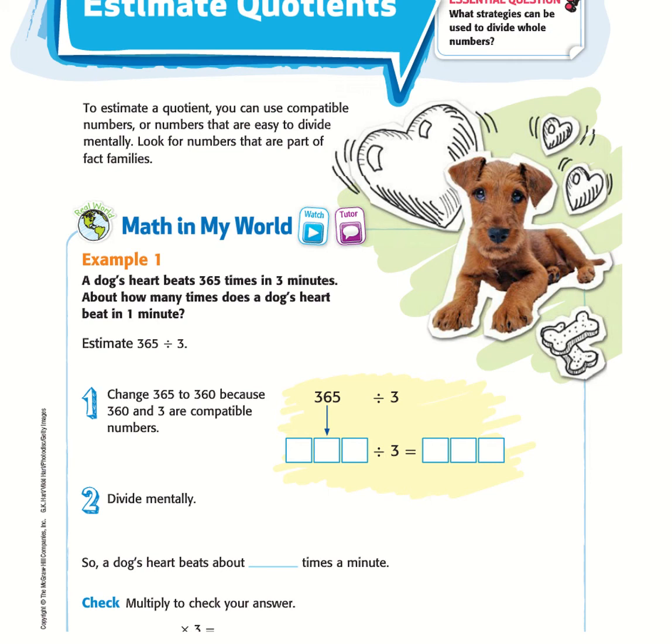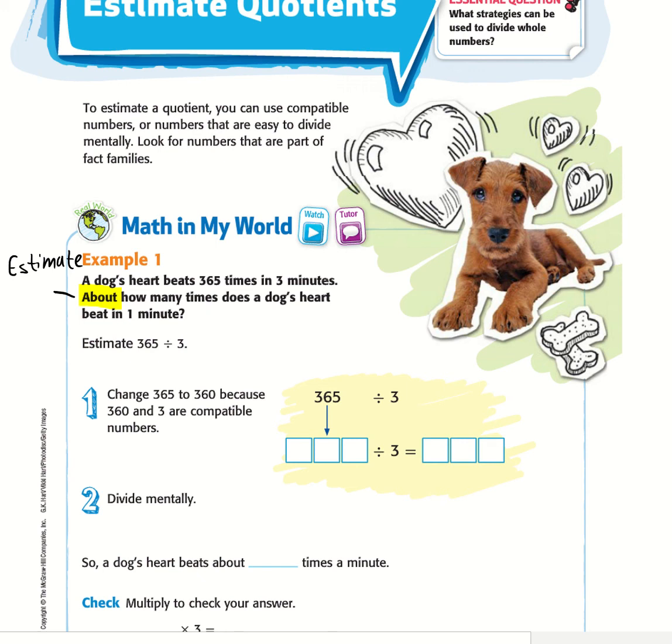So example 1. A dog's heart beats 365 times in 3 minutes. About how many times does a dog's heart beat in 1 minute? So, based on the word problem, we have a couple things. The word about tells us to estimate. And since it's 3 minutes, and I was asking for 1 minute, that means we're splitting it up every minute.